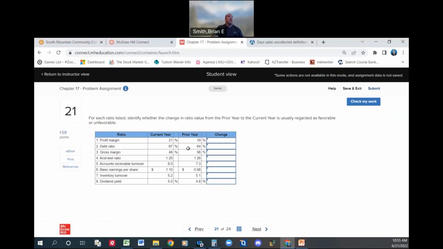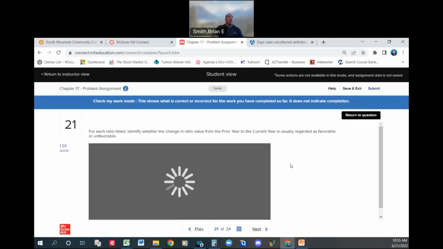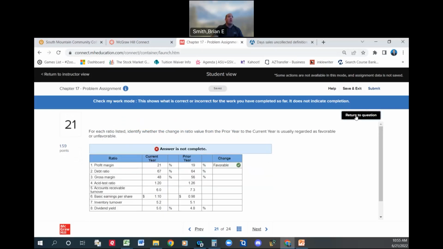Favorable or unfavorable change, profit margin. If it increased, it's a good profit margin. That's a good thing. So check your work. We're good here. Okay.